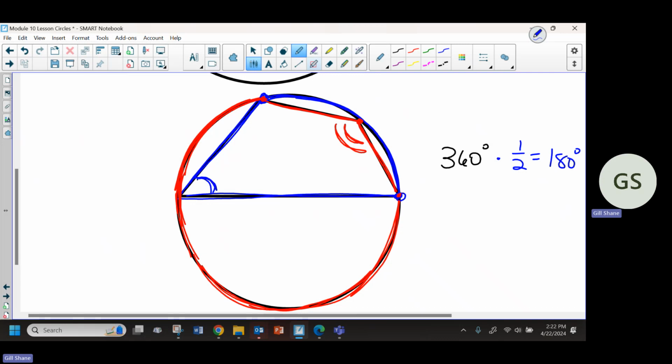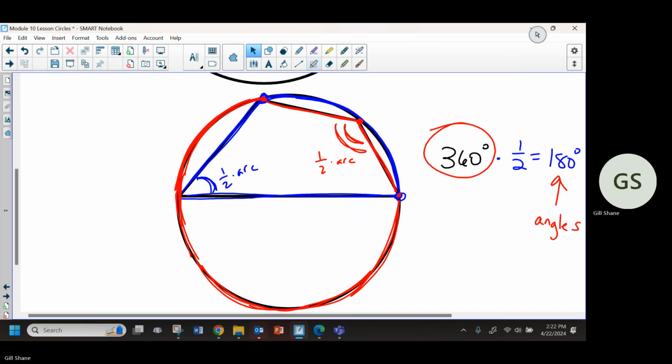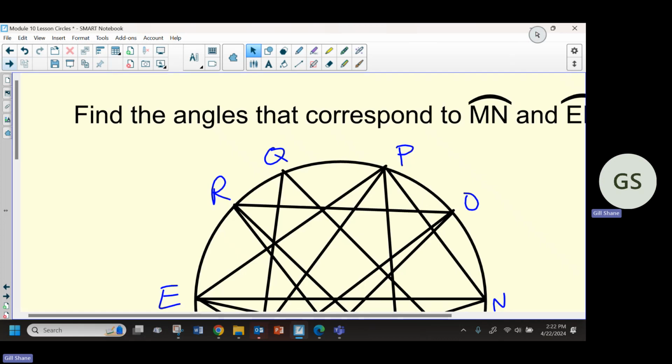Again, individually, I said this blue one is 1/2 the arc. I said the red one is 1/2 its arc. Well, then that means they're both 1/2 of 360, because that's the blue plus the red arcs. So that means the angles have to be 180. So the theorem says, so again, if you don't get that, you can memorize.